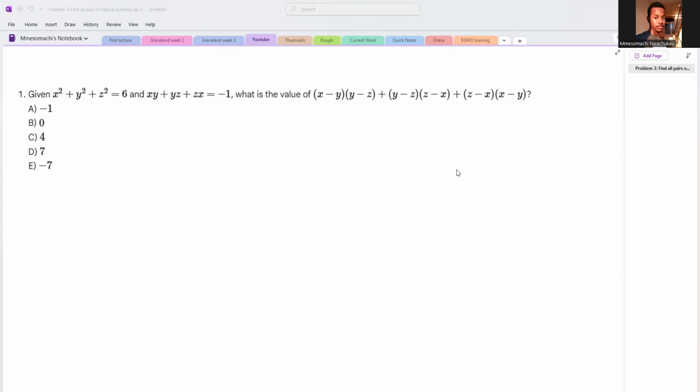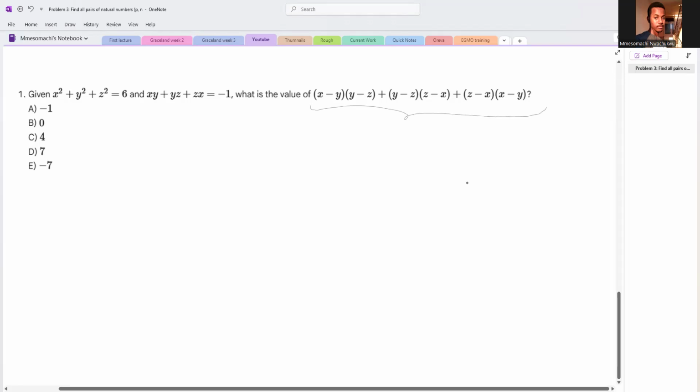So today we'll be discussing problems from the first round of the 2024 Special Maths contests. And here we can see problem one. So let's look at the problem. It says given x squared plus y squared plus z squared being equal to 6 and xy plus yz plus zx being equal to -1, I want to evaluate the value of this expression here.